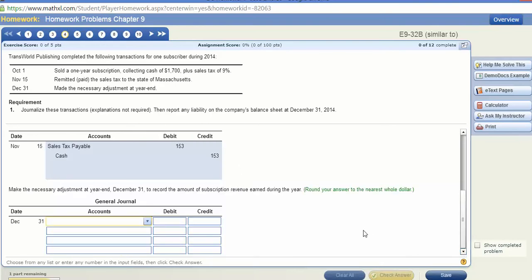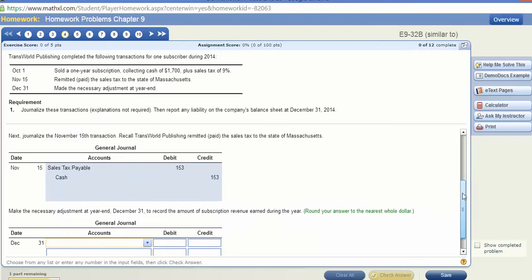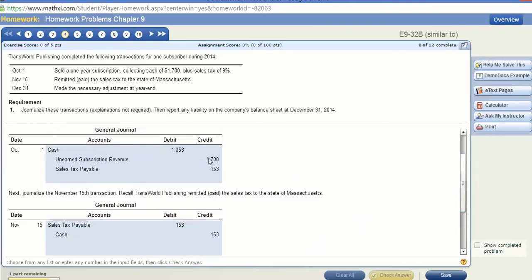Let's look here at the last part. Basically, what you're doing is saying, okay, make the necessary adjustment at year end, December 31st, to record the amount of subscription revenue earned during the year. Of this amount that's unearned, the 1,700, a certain part of it has been earned. Specifically, 3 months' worth has been earned. Remember, you sold it on October the 1st, so it's October, November, December, that's 3 months. So we need to recognize 3 months' worth of this.